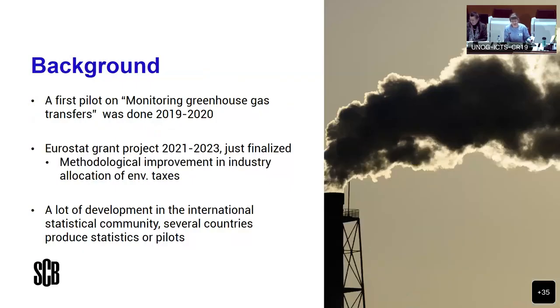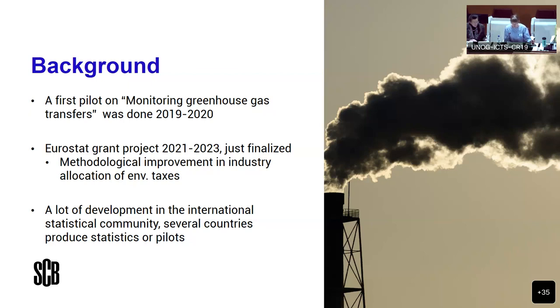So first, some background. Statistics Sweden did a first pilot on monitoring greenhouse gas emissions, and that was done in 2019. The study focused on finding a useful terminology for measuring PEDs and fossil fuel subsidies, and some data collection was tested. However, the results were not fully in line with SEEA. It could, for example, not be broken down by NACE or by fuel. So we wanted to investigate if we could produce these statistics regularly, and therefore we applied for this Eurostat grant project, which we have just finalized.